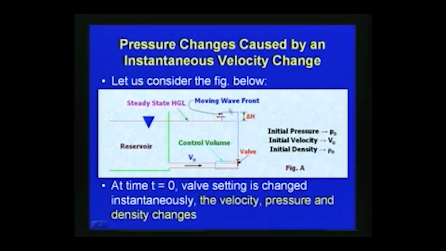Here the initial pressure in the pipe, let it be P0 before the valve closure, and the initial velocity be V0 before valve closure, and the initial density, let it be rho 0, the density of the fluid. Now at time t equal to 0, the valve setting is changed instantaneously, and you can see that due to sudden closure the velocity, pressure and density change as we discussed in the previous slide.